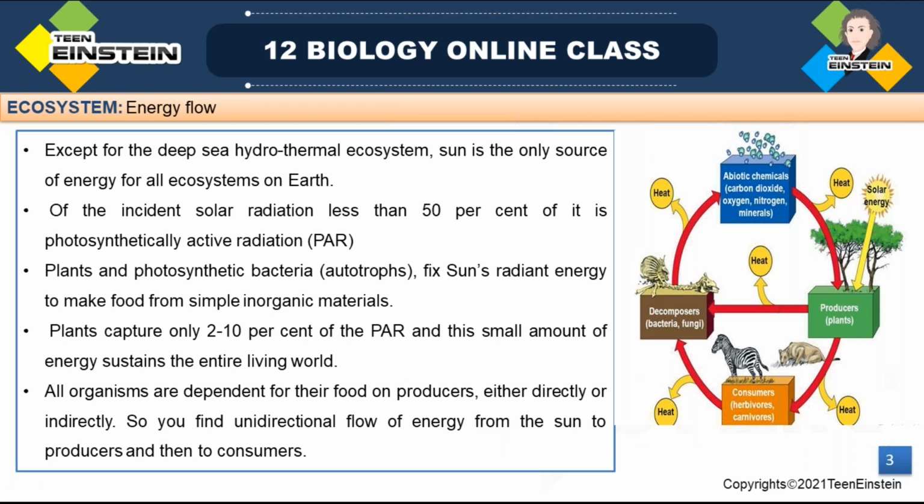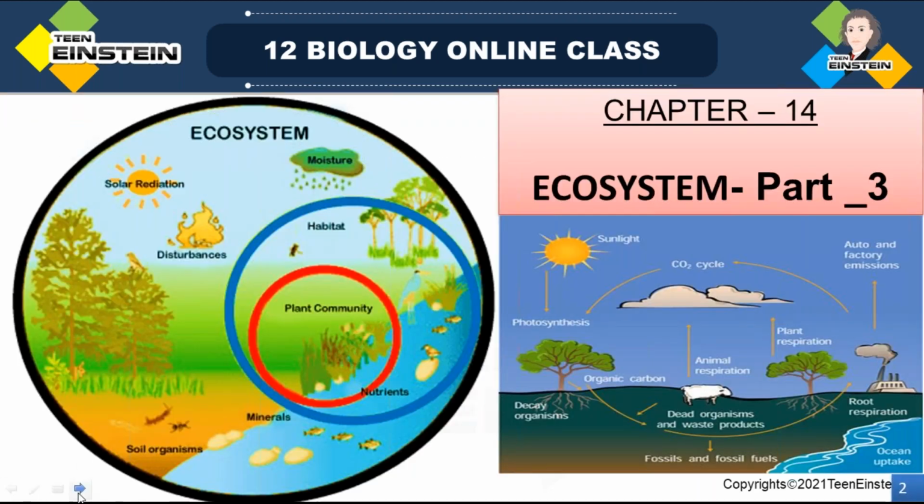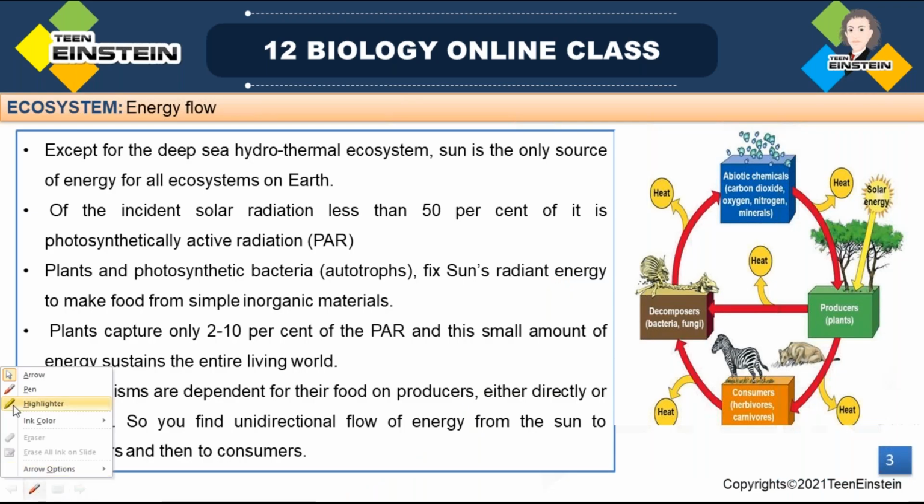So you know that energy flow is a sequential process. It is working in a sequence. The movement of energy in an ecosystem is through a series of organisms. It's not a direct movement from one organism to another organism. It is a flow of energy, that is a sequential process.